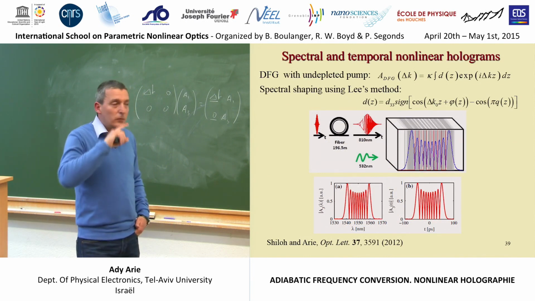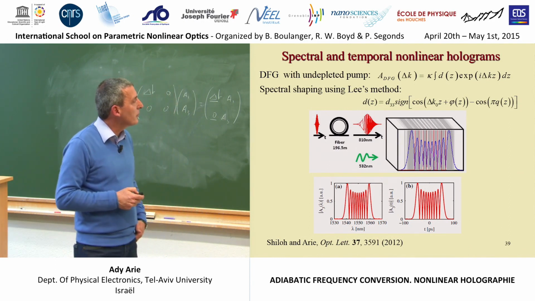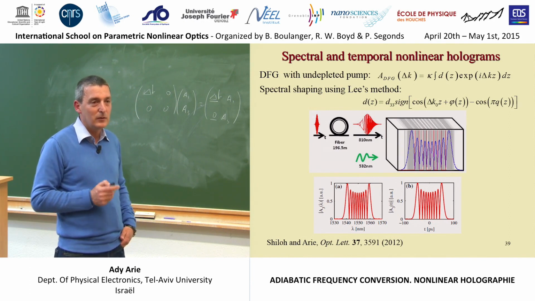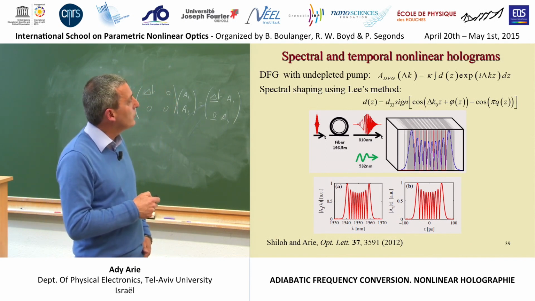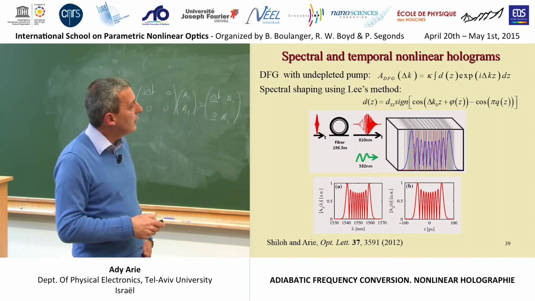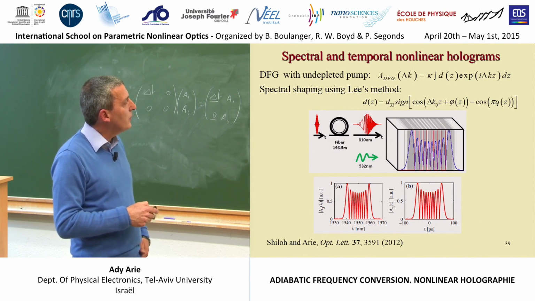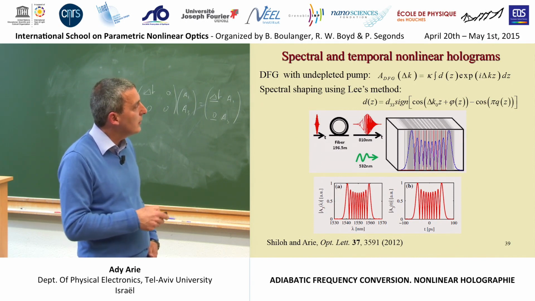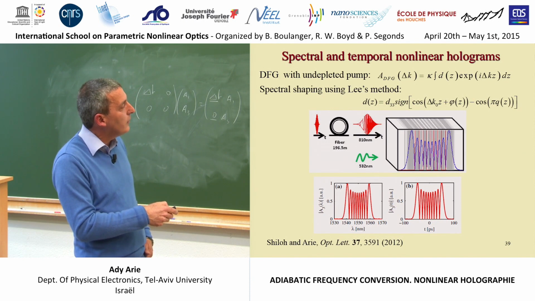Okay, now I want to move from the spatial domain to the spectral domain. The same concept of holography works not only in space, it also works in spectrum. Why? Well, let's look at difference frequency or sum frequency generation with an undepleted pump. It can be shown very easily that the amplitude as a function of delta k is simply the Fourier transform. I will show you exactly this later, but it's the Fourier transform of the nonlinear coefficient as a function of space.